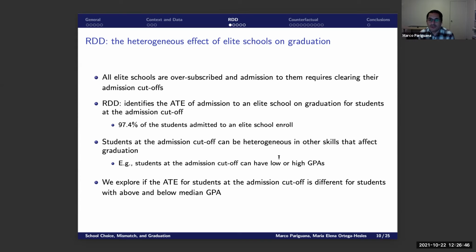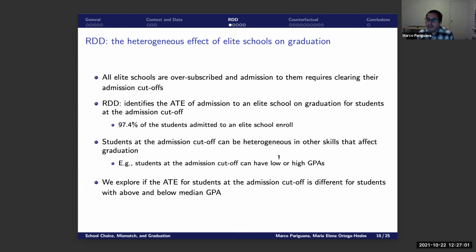And we're going to focus on the average treatment effect and not on the local average treatment effect, because in practice, 97.4% of the students that are admitted to an elite school actually enroll. So we are not going to do a fuzzy RD, we're just going to do a sharp RD.